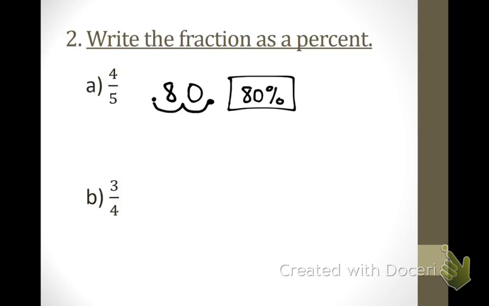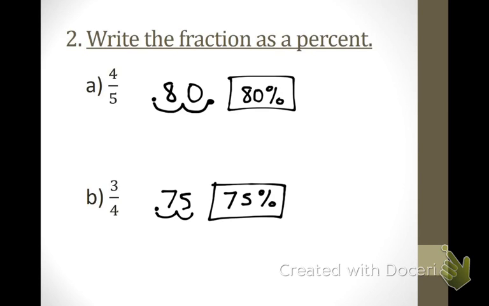I want you to do the next one on your own. When you divide, what decimal do you get? I mean 0.75. How many places to the right do I move it? 2. And what do you get? 75%. Once again, it will be an incorrect answer if you don't put the percent sign, okay? So that is how you change from a fraction to a percent. Any questions?